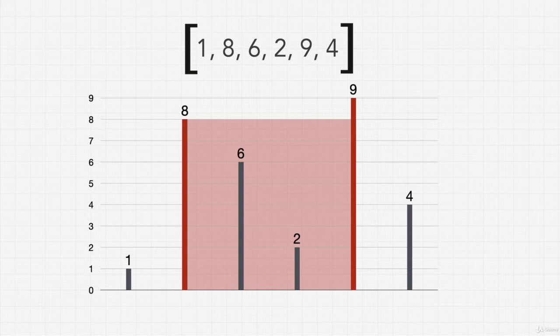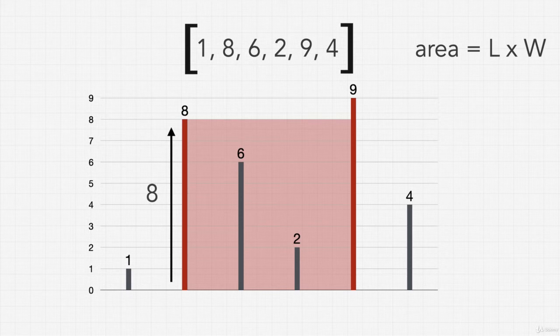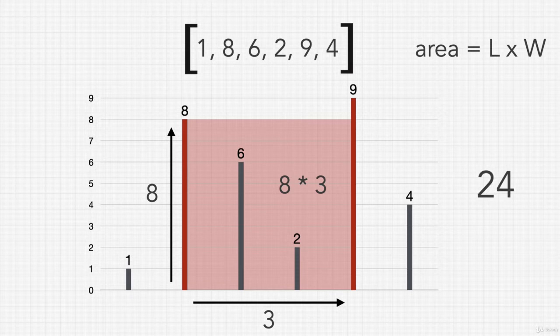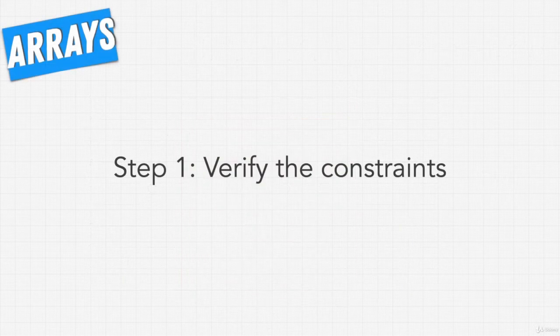And as we know, area is calculated using length times width. In this case, the length would be the height of our container, which is the smaller of the two sides, so the 8, and the width is the distance between our two lines on the x-axis, which is 3. This gives us an area calculation of 8 times 3, which yields an area of 24. So that is the maximum area that we can form from any two lines forming a container in this bar chart. Now, before we go into figuring out a solution to generate this, let's verify the constraints.